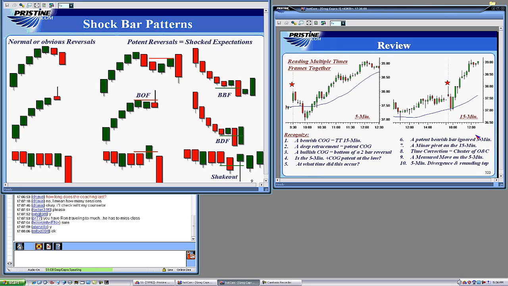First reversal period, right at 10 o'clock. Potent bearish bar ignored. That happens right here, in the area of the prior high. And this comes after a deep retracement. So bearish bars, after 100% retracement, we needed less weight to. Minor pivot on the 15, right there. That little correction bar.